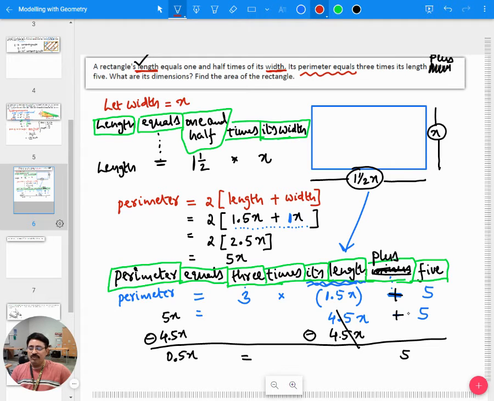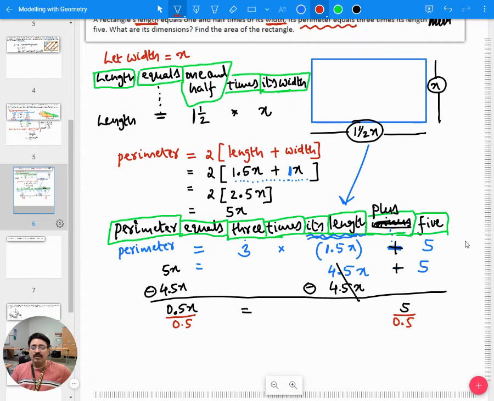Then we go for the inverse operation, that is division by 0.5. When you do that, these two get cancelled. The value of x equals 5 divided by 0.5. I'm taking my calculator: 5 divided by 0.5.